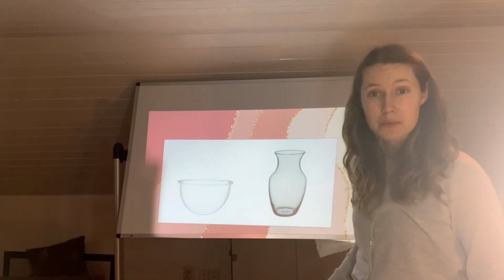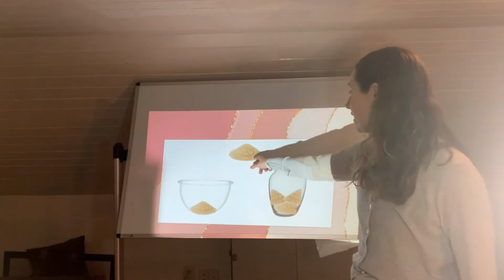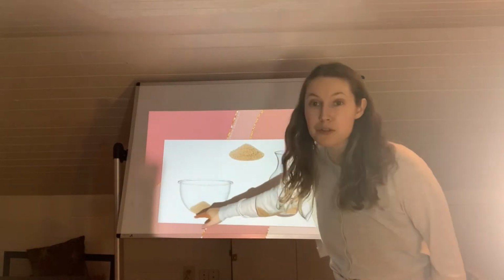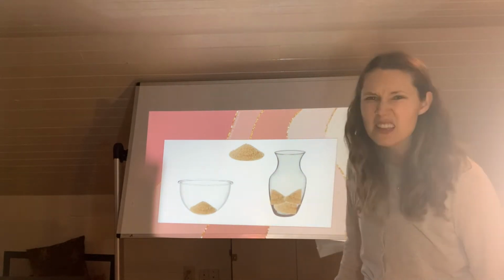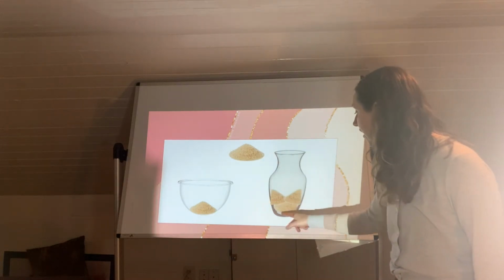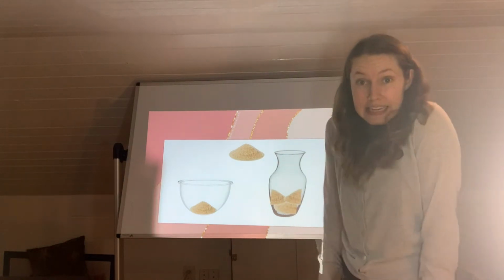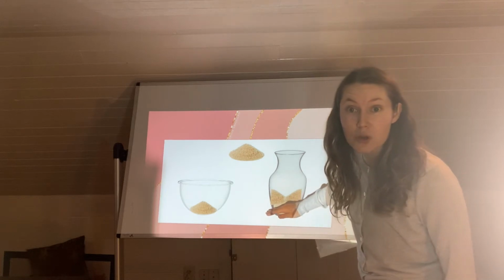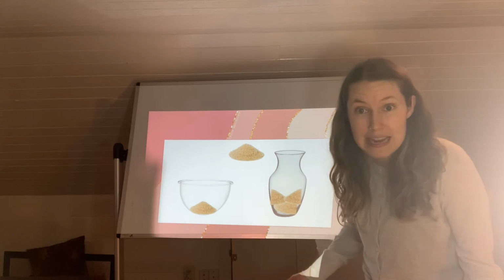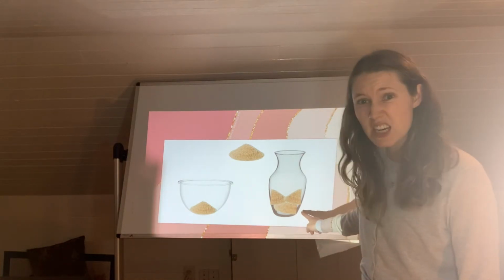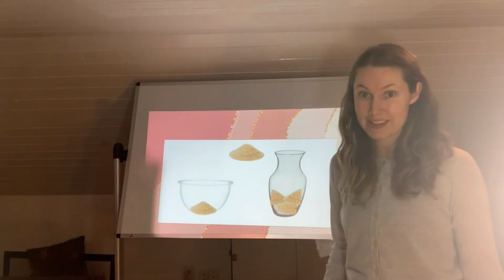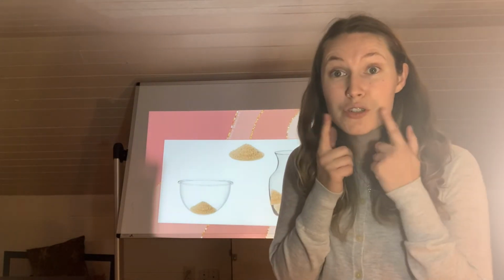Let's see what happens when we add some rice. So here, this is the amount of rice we're going to add. When we add it to the bowl, it's able to spread out all at the bottom. It doesn't look like there's too much rice. When we add the same amount of rice to the vase, because the vase is skinnier, it looks like the rice goes up taller. But remember, it's the same amount of rice. There's not actually more rice in here, but because the containers are different, it looks different. So we're using our words to describe that.